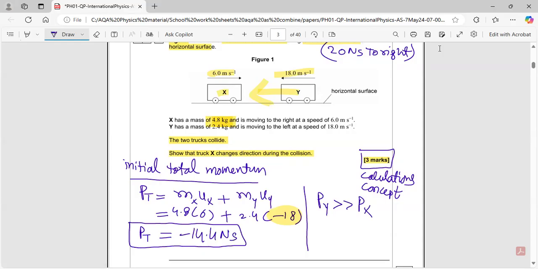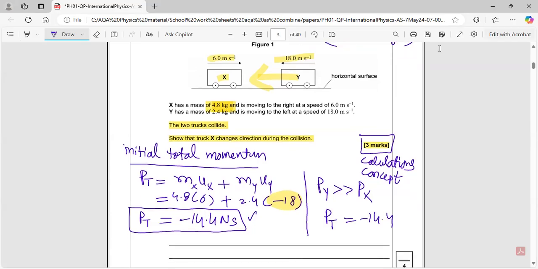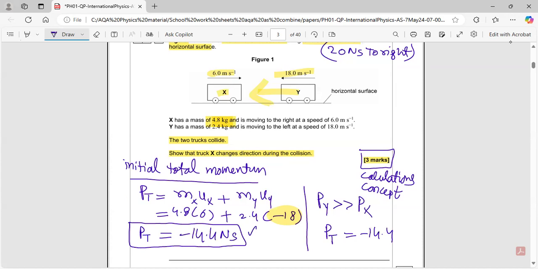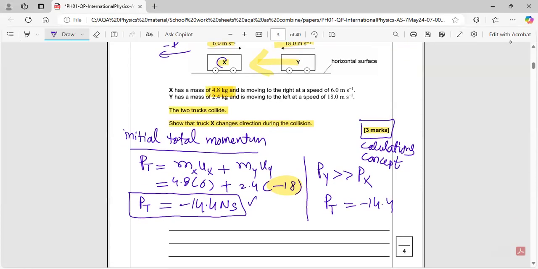Only then you can have a final negative momentum, because this is the initial momentum. The final momentum should also be minus 14.4, and this is possible only if x rebounds. If x doesn't rebound, then you don't get the negative momentum. Why? Because momentum to right is positive and momentum to left is negative. So if after collision both are moving to right, then how can momentum be negative? So that's why x should be rebounding.